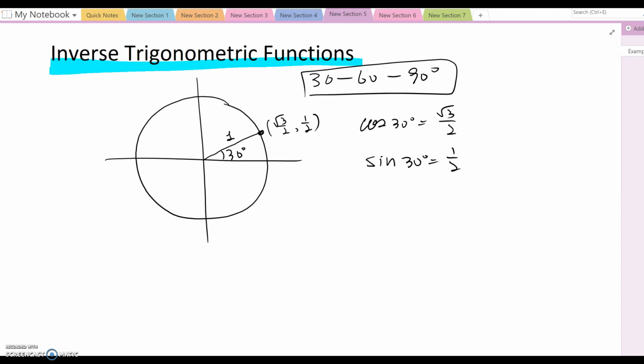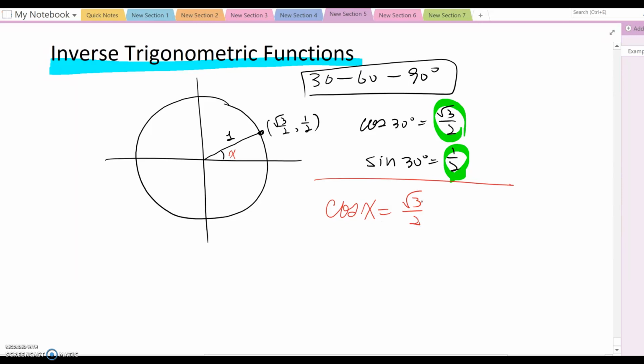Okay, then now let's just assume we don't know this angle value. We only know this value here. So I'm gonna erase this angle so that it's more realistic, and I'm gonna put x here. Then now we can rewrite this one: cosine x equals root 3 over 2, and sine x equals 1 over 2. We can rewrite this way, right? Okay, now let's solve for x from here.